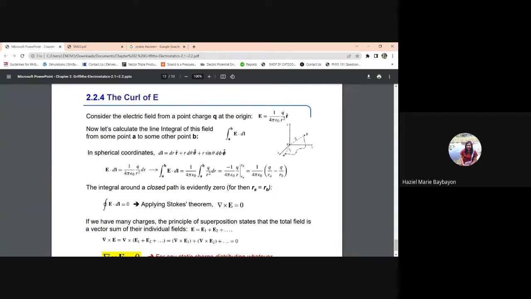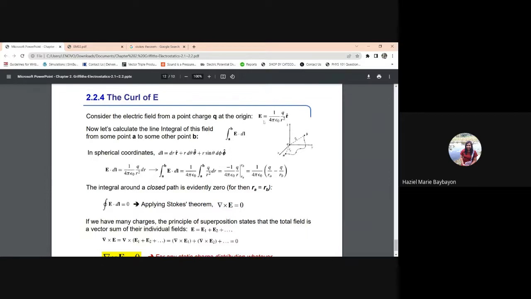Okay? And then, let us calculate the line integral of this field. To calculate the line integral of this field, we just have to consider 2 points, say for example, A and B, and then integrate it over the line. So, you have the integral of E dot dl. Now, in spherical coordinates, our dl, class, is equal to this one: dr r hat plus r d theta theta hat plus r sine theta d phi phi hat.